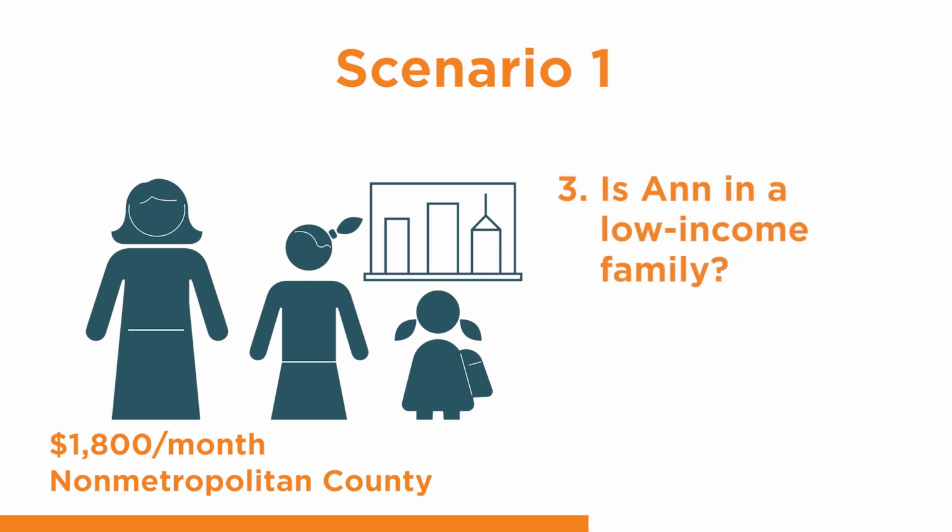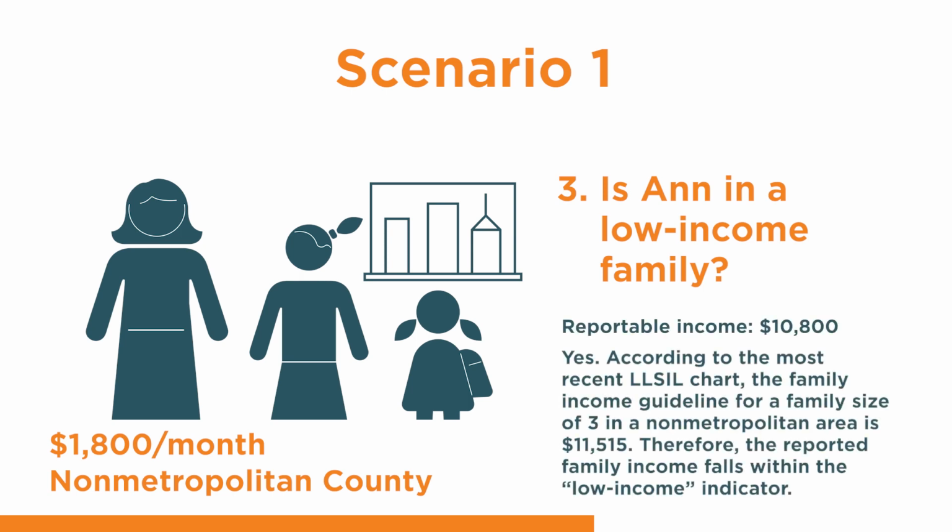3. Is Anne in a low-income family? Yes. According to the most recent LLSIL chart, the family income guideline for a family size of 3 in a non-metropolitan area is $11,515. Therefore, the reported family income falls within the low-income indicator.